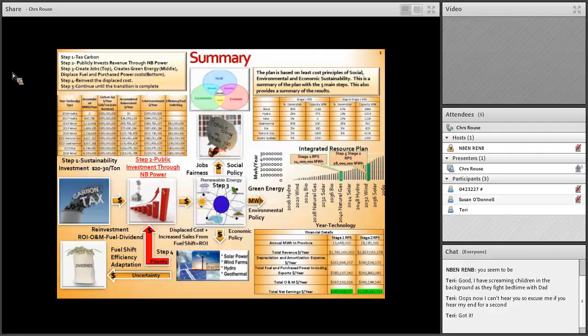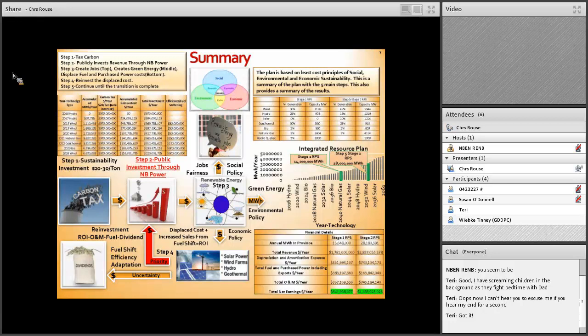The slide here is a summary of what's contained within this document, and so this plan is based on least cost principles of social, environmental, and economic sustainability, meaning that we'll look at the least cost to social aspects of the transition, ensuring a just and reasonable transition, least cost to the environment, and least cost to as far as the economy goes.